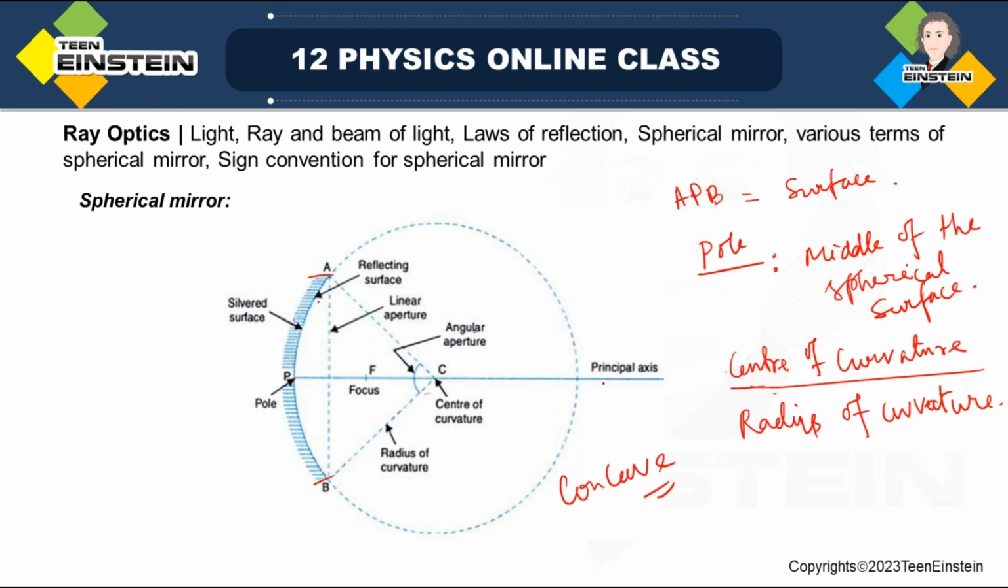What is principal axis? See, this is the principal axis. It is already denoted here. So the principal axis is the line joining the pole and center of curvature, and if that line is extended on either side, that is called the principal axis.